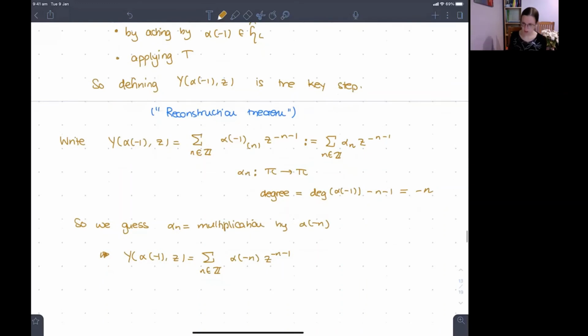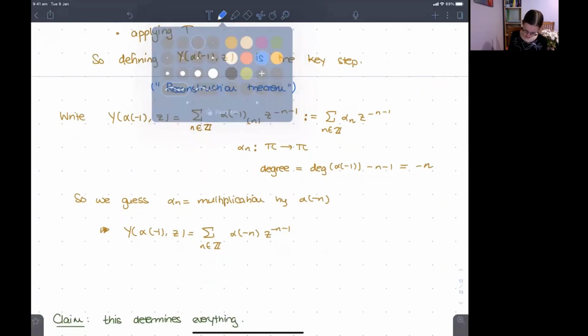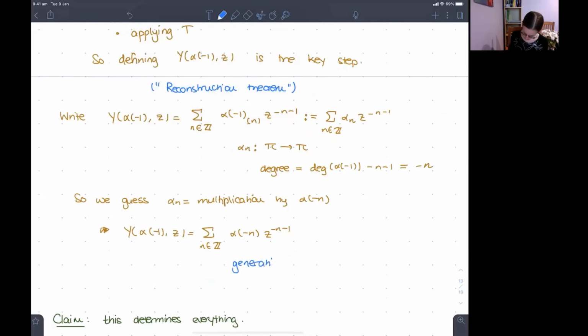Okay, and an observation to make is that this is a generating function whose coefficients give us the generators of our algebra H, which was the quotient of the universal enveloping algebra. And so because it's a generating function, we're going to denote it by alpha of z. So we can view these guys as elements of H, or we can view them as linear operators by remembering that they act on pi. Okay, and so the claim is that this determines everything.